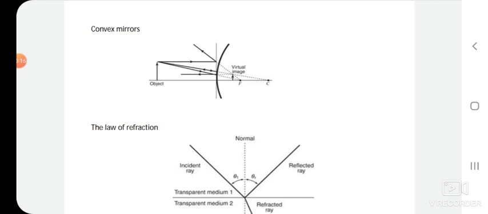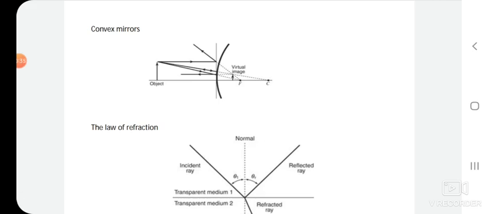In the previous lecture, we discussed the concave mirror. Now, in this lecture, we are going to discuss the convex lens, then the law of refraction in detail.